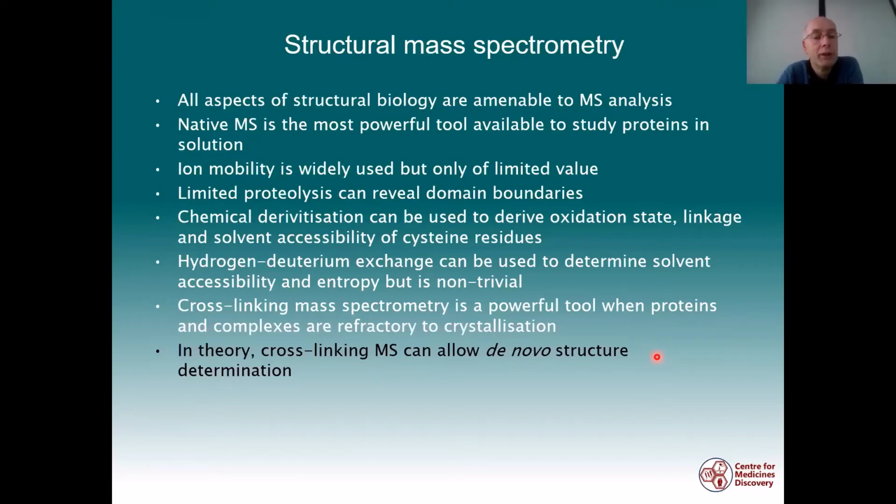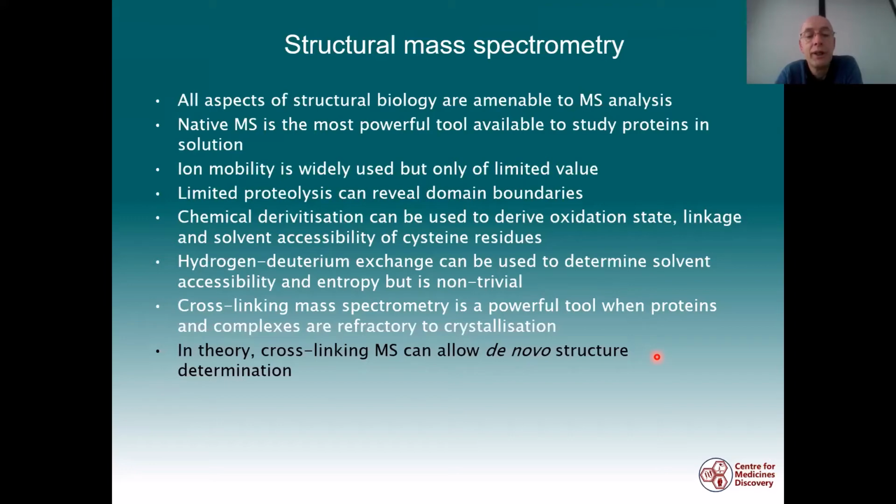We talked about limited proteolysis and how we can use that to establish the domain boundaries within the protein. We've looked at a number of different ways of using chemical derivatisation. We can use this to derive the oxidation state and the linkage, and also solvent accessibility, things like cysteine residues. We talked about hydrogen-deuterium exchange. It's a very important technique. It's very powerful. It's not particularly accessible, but there are labs that will specialize in this.